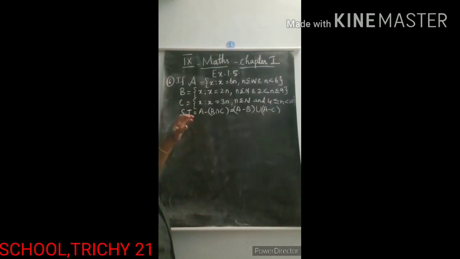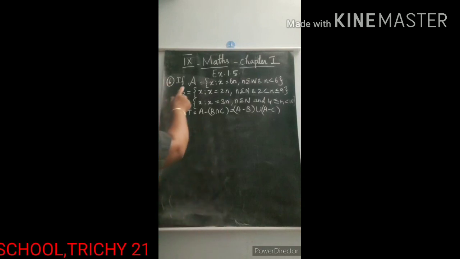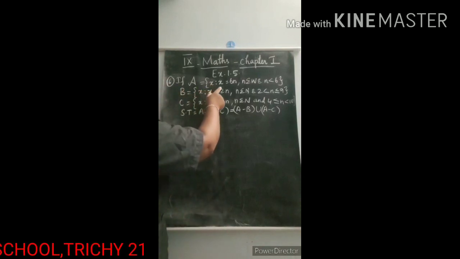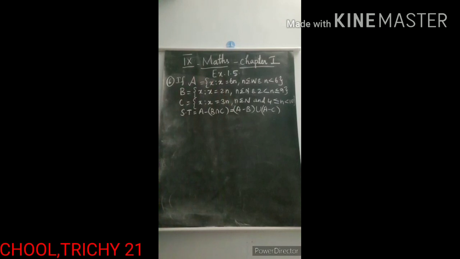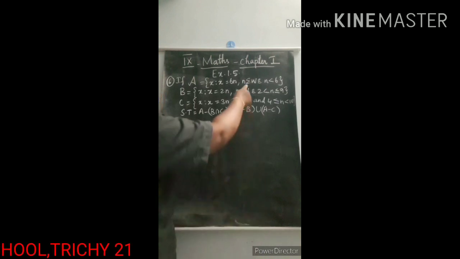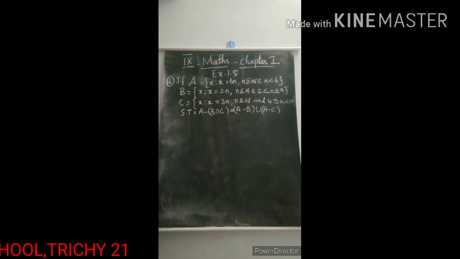Now let us see the 6th question. If A is equal to {x such that x is equal to 6n, n belongs to W}, and the second condition is n less than 6. That is, n belongs to W means whole numbers, so starting from 0 onwards.